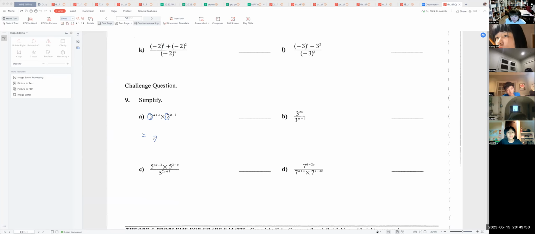So that means we can use the product rule: 2 to the power a plus 3 plus 3 plus a minus 1. So the answer is 2 to the power 2a plus 5.